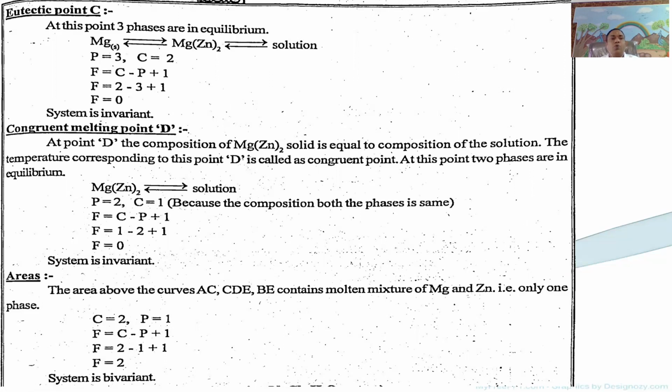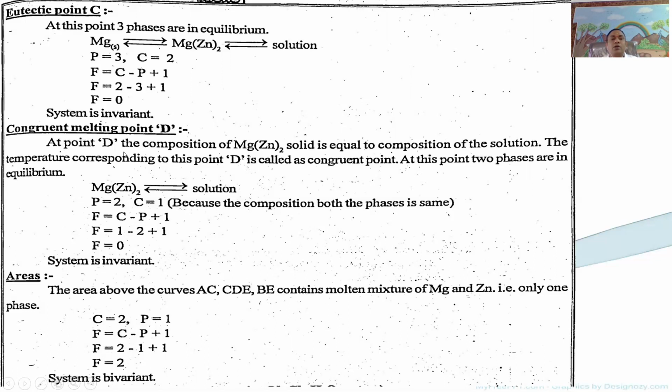Next, eutectic point C. At this point, three phases are in equilibrium: solid magnesium, the complex of magnesium zinc, and molten solution. Here the number of phases P is 3, C is 2, F equal to C minus P plus 1, whereas F equal to 2 minus 3 plus 1, F equal to 0. Therefore, it is also an invariant system or zero variant system.